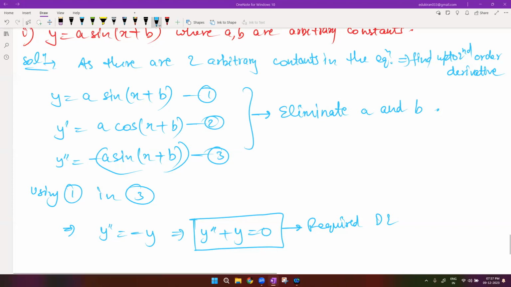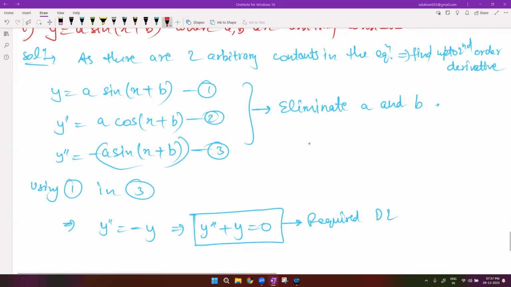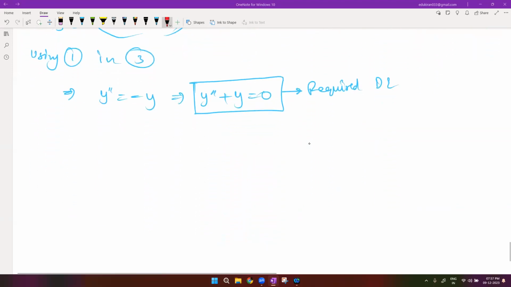Yeah, feel free to ask me your doubts. But this is how we can form a differential equation if a general solution is given. If anybody is left, then just raise your hand. Okay, cool.